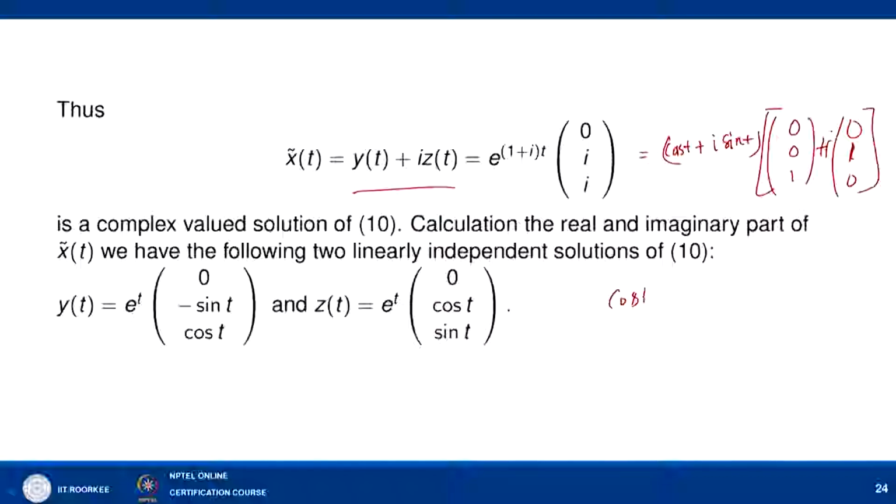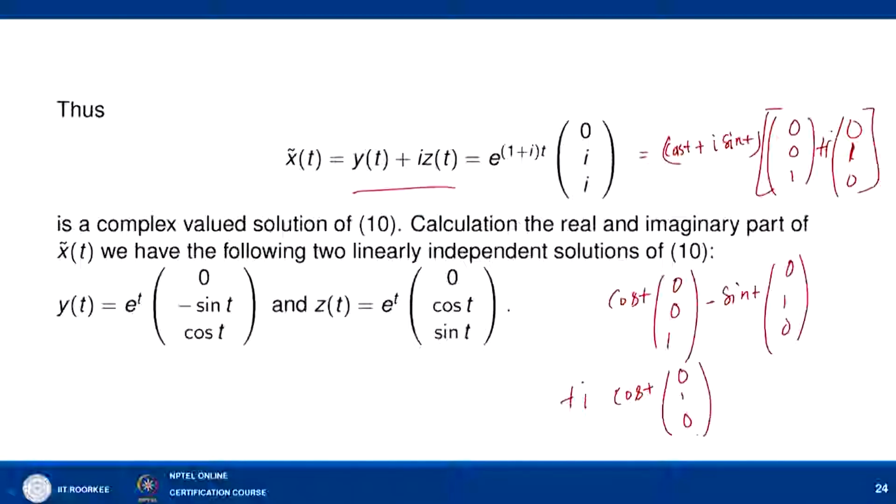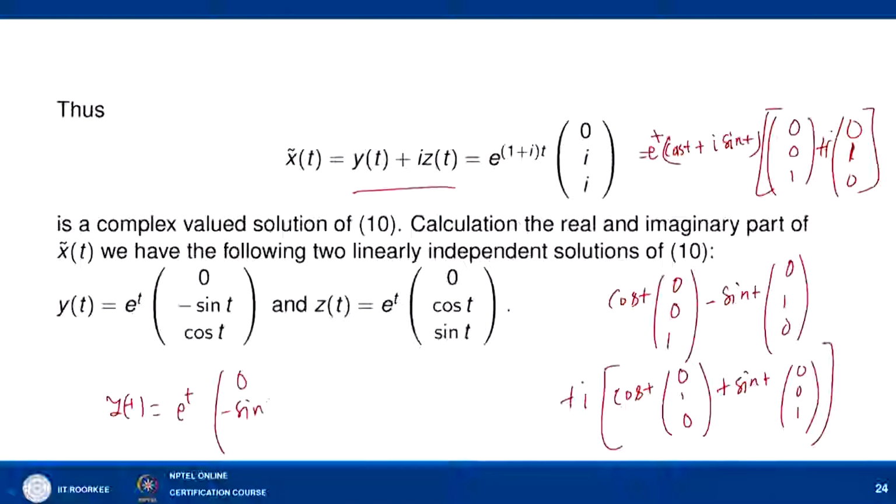The real part, you can simplify, is cos t times (0, 0, 1) plus minus sin t times (0, 1, 0). This is the real part, and the imaginary part will be cos t times (0, 1, 0) plus sin t times (0, 0, 1). So, it is your real part. So, your y(t) is given as, sorry, e to the power t is missing here. So, your y(t) is coming out to be e to the power t times, let me write it here, (0, minus sin t, cos t).